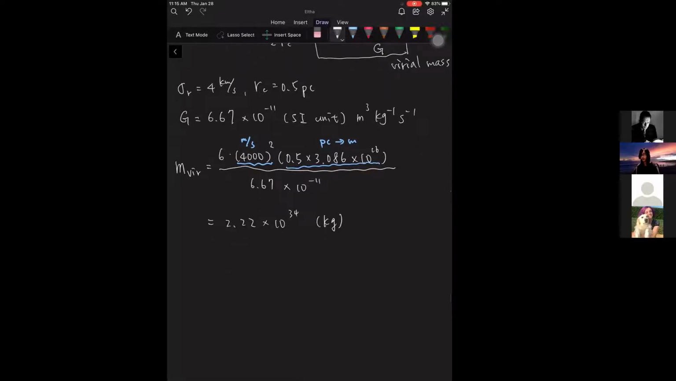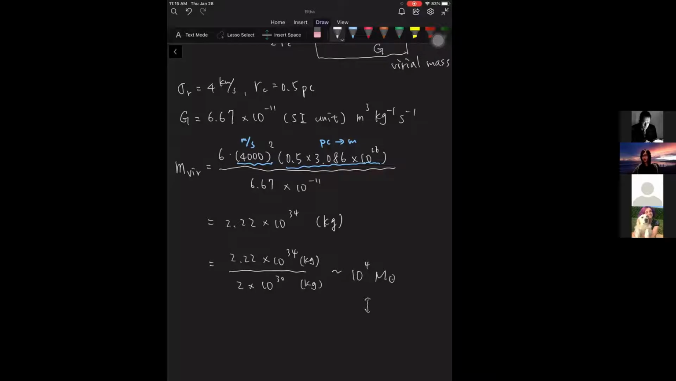But since the data we have is in solar mass, we have to convert it to solar mass. And we know that one solar mass is about 2 times 10 to the 30 kilograms. So that would be this value, in kilograms, divided by 1 solar mass. And that would give us something in the order of 10 to the 4th solar mass.